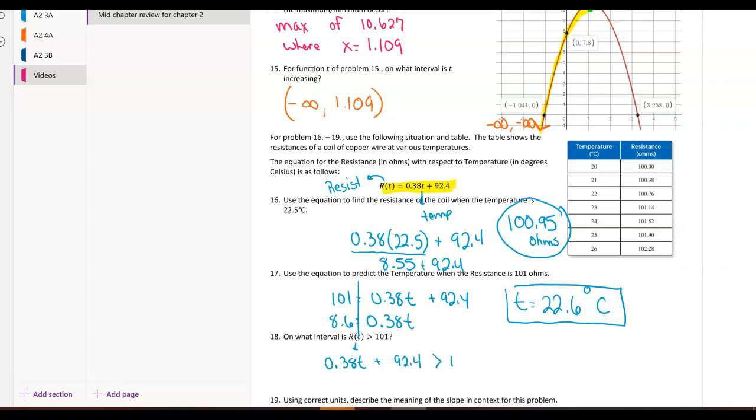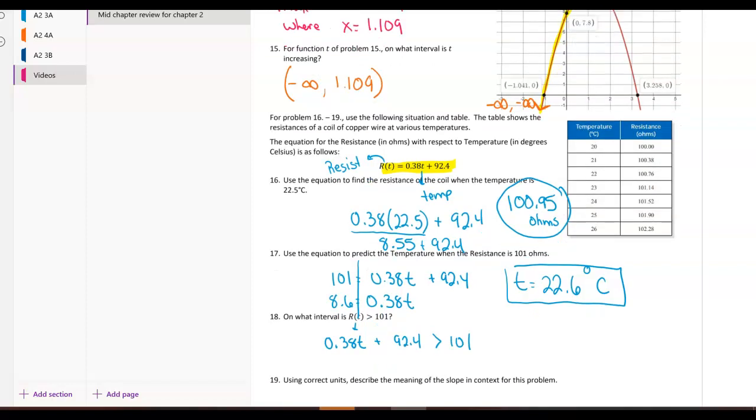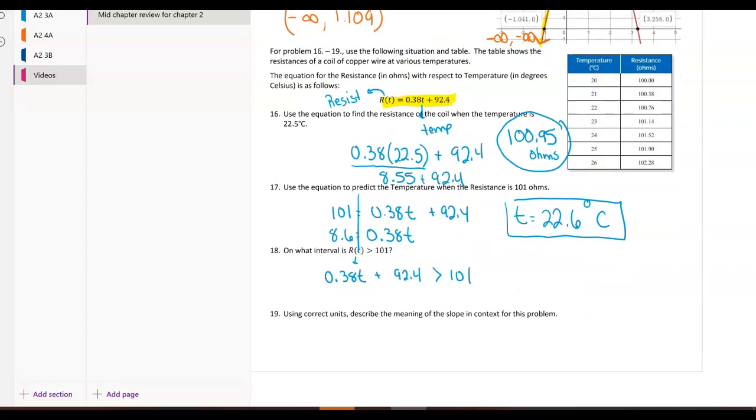Greater than 101. Well, we've already solved this problem for if it is 101, that's what we did right here. So when the temperature is 22.6 degrees, it's exactly 101. But what I want to know is, where is this line? So this is a line that goes uphill because I begin at 92.4 and my slope is positive, so something like this. And then I have this flat line of 101.